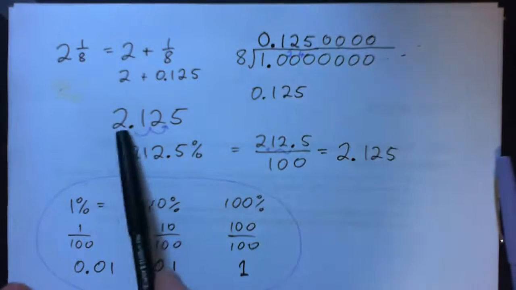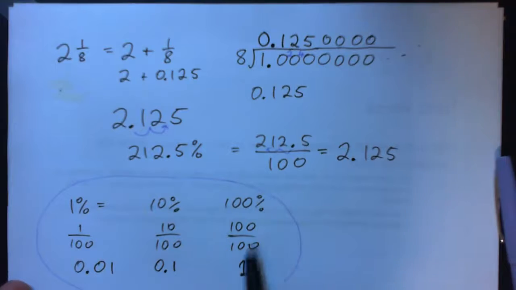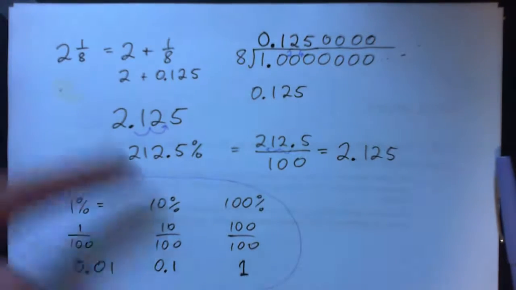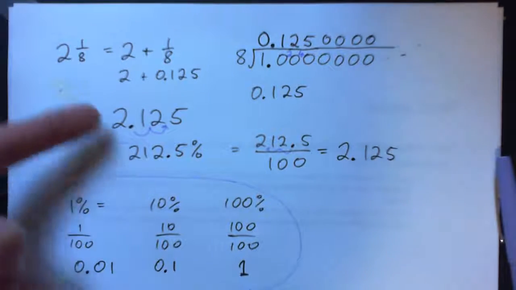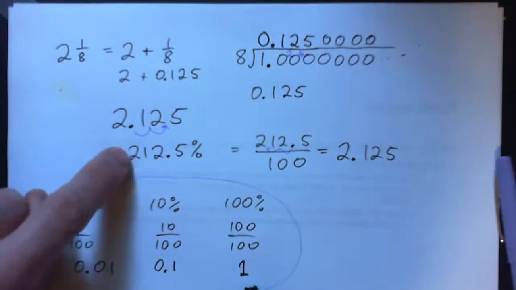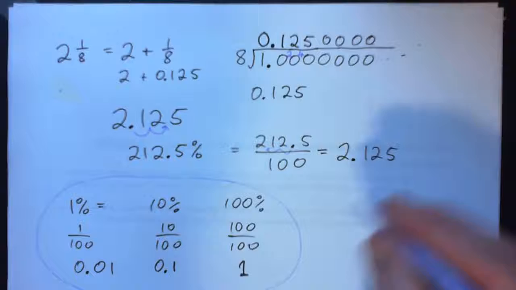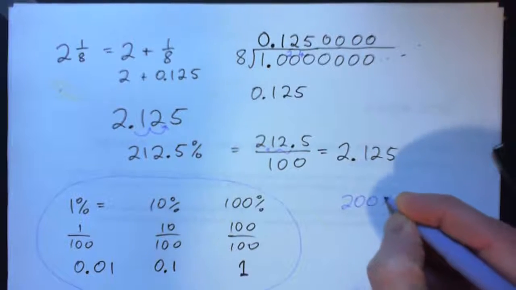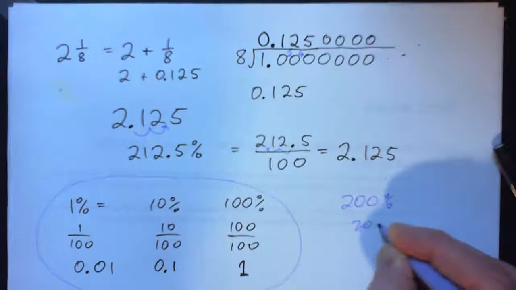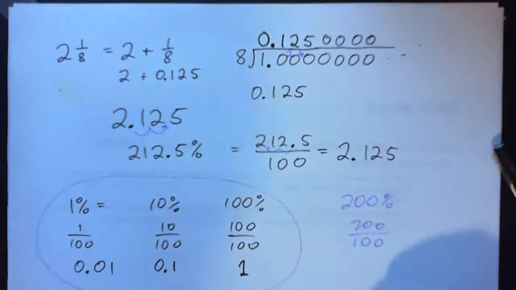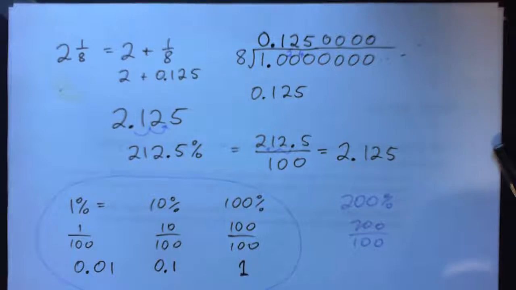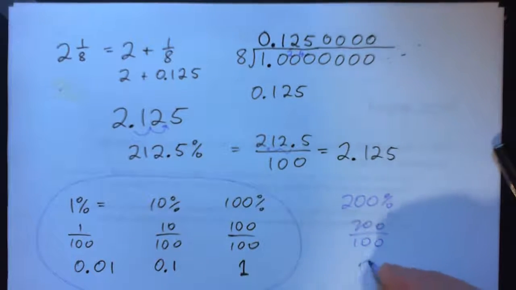So 2.125. If 100% is 1, then 2.125, that is about 200%. Yeah, that makes sense, right? So 2 is 200%, isn't it? Right. So like 200% is 200 per 100. What's 200 over 100? Well, it's 2, right?